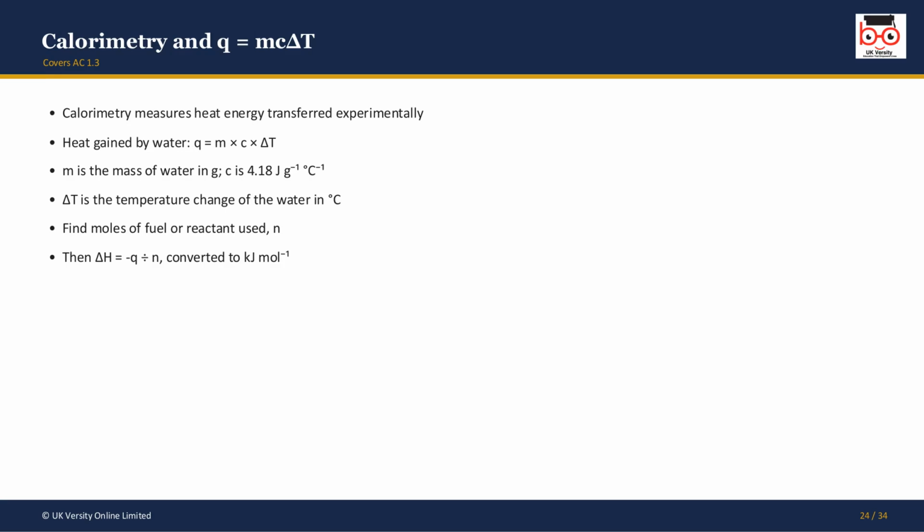Calorimetry lets us measure that heat directly in the lab. The heat picked up by the water is given by Q equals mc delta T, where m is the mass of water in grams, c is its specific heat capacity of 4.18 joules per gram per degree, and delta T is the temperature rise of the water in degrees Celsius. You then work out the number of moles of fuel burned, and the enthalpy change is minus Q divided by that number of moles, converted into kilojoules per mole.